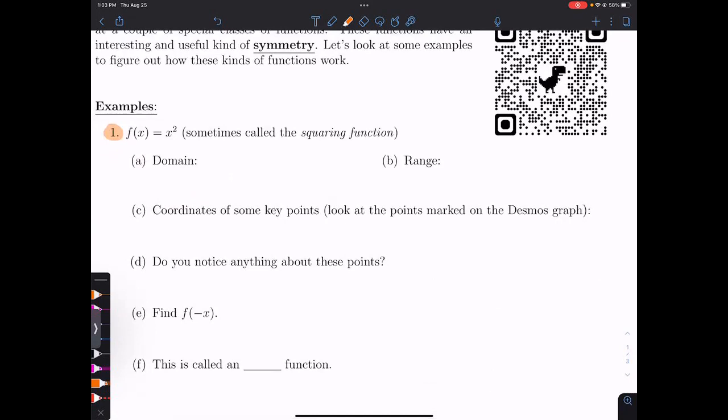You can write them down if you want, you don't have to, but just look at the coordinates and look for any kind of pattern or anything interesting, or what on earth Dr. Thomas is trying to tell me with these points that he went to all the trouble to label. So what do you notice about those? And then part D, find f of -x. So substitute that in, actually plug it in, see what happens, and see if you can, again, come up with, with your group mates, some kind of meaning for that.